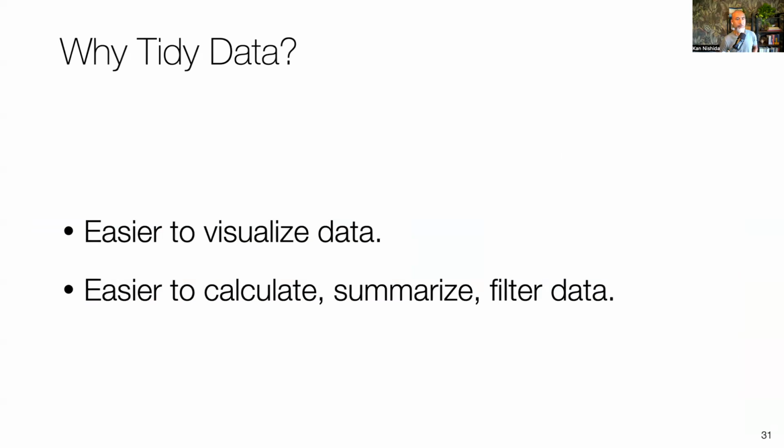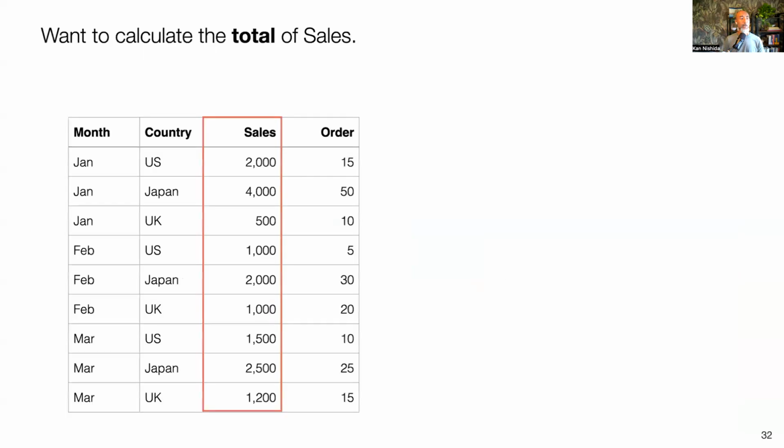So why tidy data? As I mentioned at the beginning, it's easier to visualize tidy data, and not just visualize, it's easier to calculate, summarize, and filter data. These are the main things you typically do as part of data wrangling. Let's take a look at why it's easier to do the calculation. When you have data like this, we have four columns and four variables. This is tidy data and happens to be long data. We have the sales column, and we want to calculate the total of the sales.